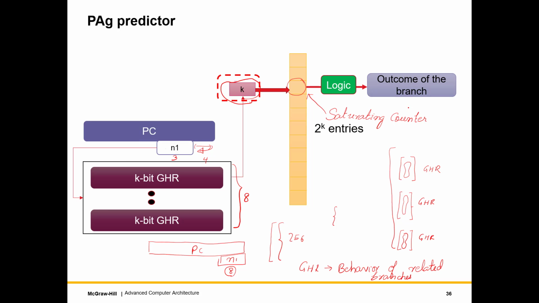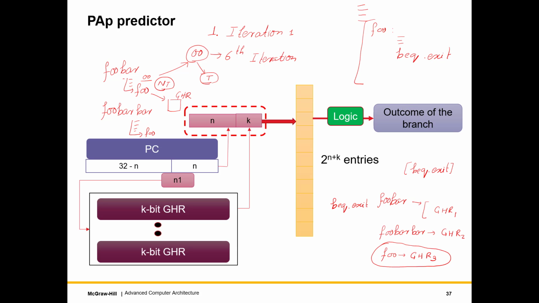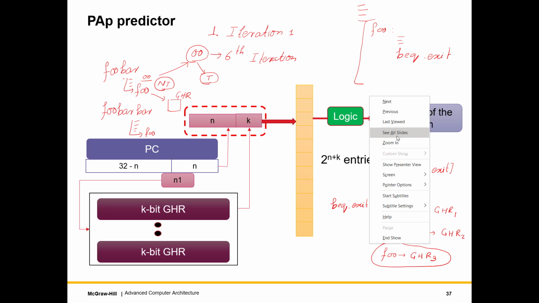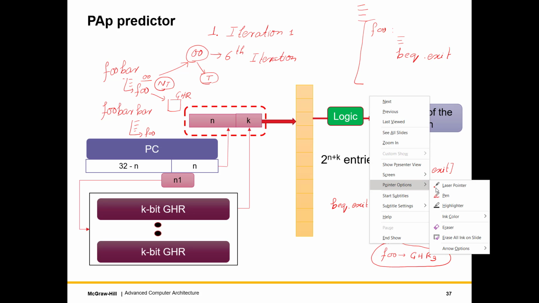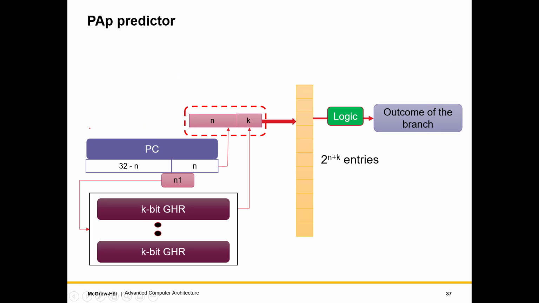So let us now consider the second pattern, which was an alternating pattern. Let's say for a given branch the pattern is taken, not taken, taken, not taken, and in between an arbitrary amount of code can be executed.